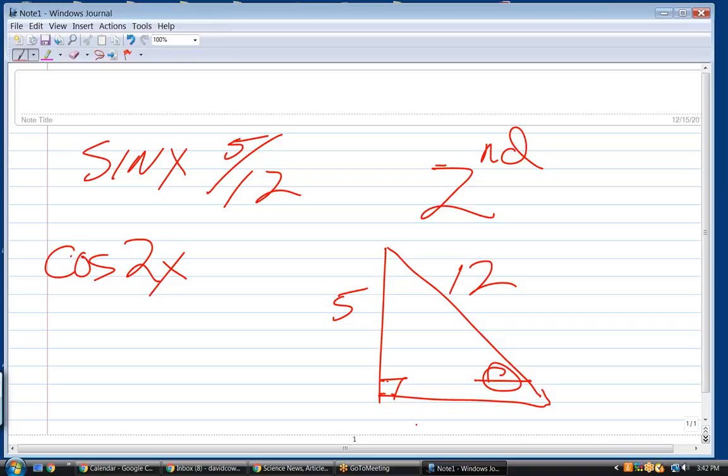So it's 144 minus 25. Right. Square root of... let's see. 119? 119, yeah. Okay. So there's the triangle, fully dimensioned. Mm-hmm. And I can figure out any trig function of theta. So I have 3 different identities for cosine of 2 theta. Mm-hmm. Which one would I want to use?